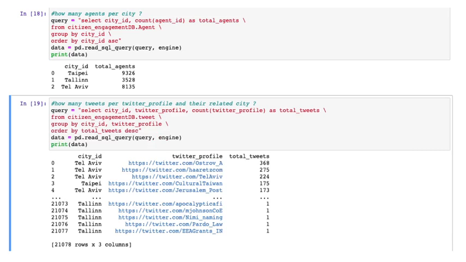How many agents per city? So here I can count the quantity of agent IDs grouped by my cities, and I can see that in Taipei, Tel Aviv, and Tallinn I have a certain number of total agents. And then I am ranking the Twitter profiles depending on their total of tweets. So I can see on the first lines that I have some profiles from Tel Aviv and Taipei that are the most, let's say, active on Twitter, engaged on their city transformation.